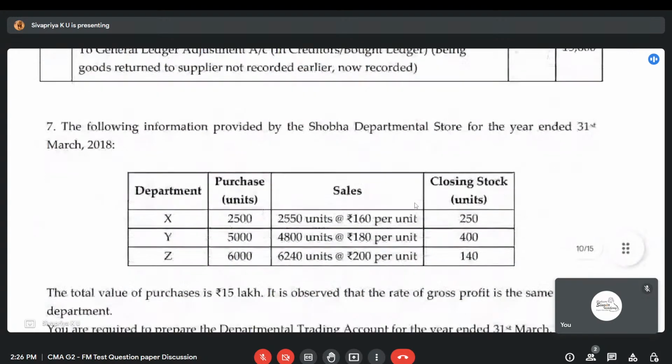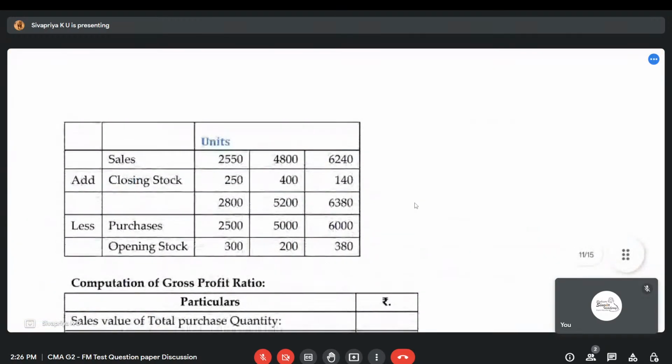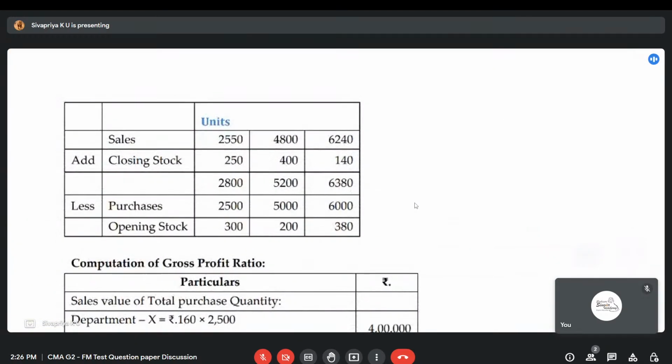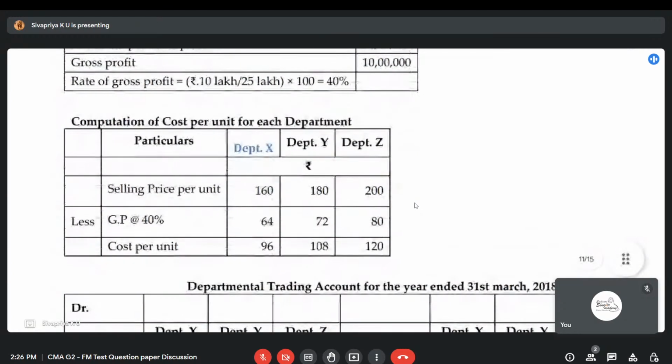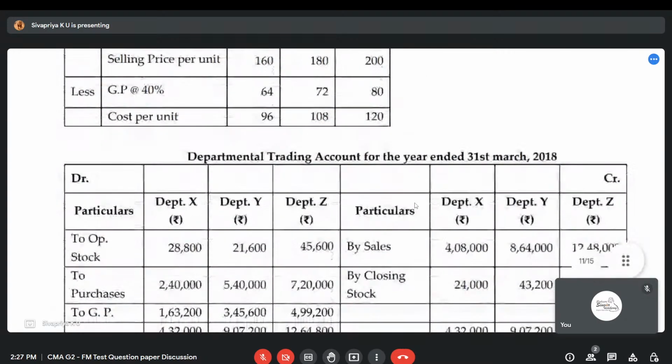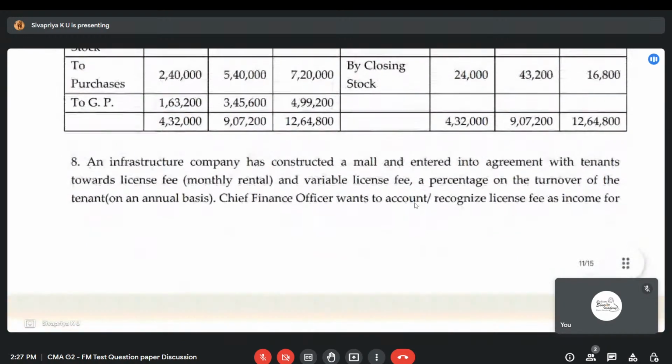Question number 7. Departmental accounting. So opening stock total 300, 200 and 380. Then computation of gross profit ratio 40%. Then computation of gross cost per unit 96, 108 and 120. Then finally the departmental trading account. Gross profit 1,63,200, 345,600, 499,200. Question number 8.